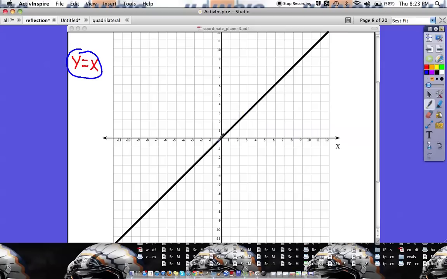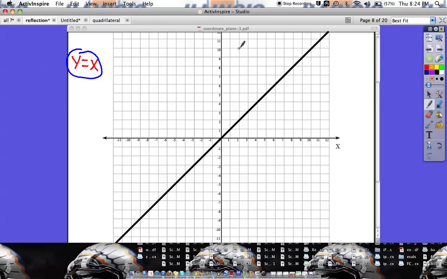right here. So 1, 1, 2, 2, 3, 3, 4, 4, 5, 5, and so on, and same thing the other way. Negative 1, negative 1, negative 2, negative 2, negative 3, negative 3. This is our reflection line right here. So what I'm going to do is reflect over this line. Now, this is actually pretty difficult to just do, but I'm going to fill you in on what the pattern is for this.